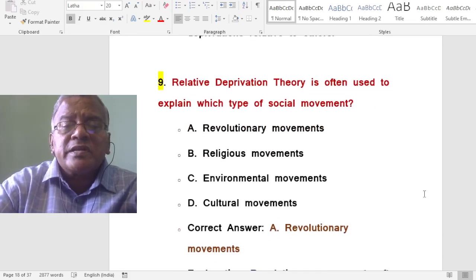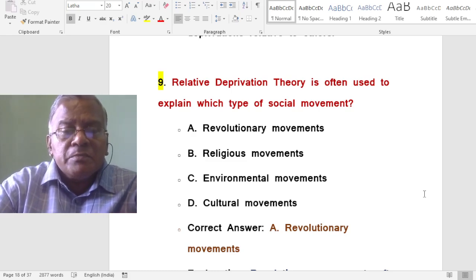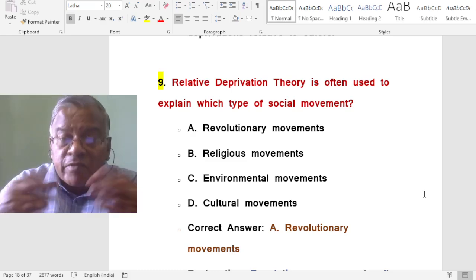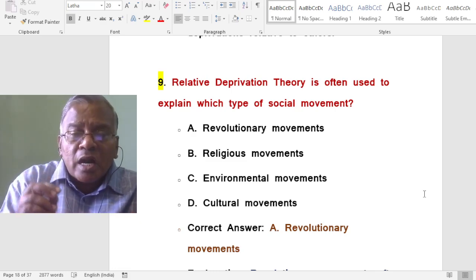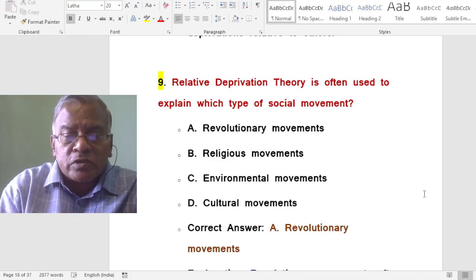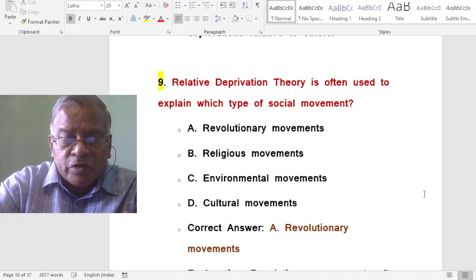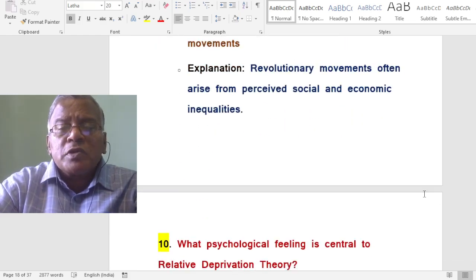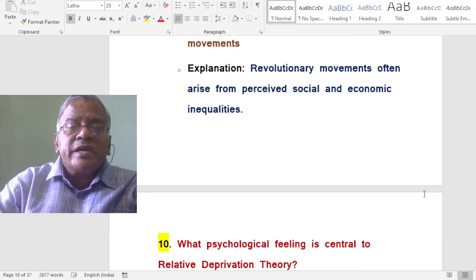Relative deprivation theory is often used to explain which type of social movement? A. Revolutionary movements. B. Religious movements. C. Environmental movements. D. Cultural movements. So, relative deprivation theory is often used to explain revolutionary movements. Revolutionary movements often arise from perceived social and economic inequalities.